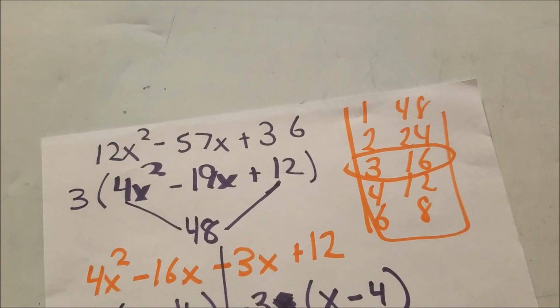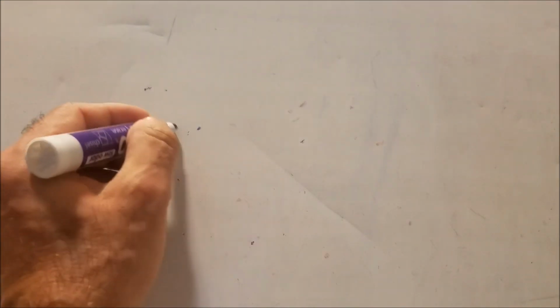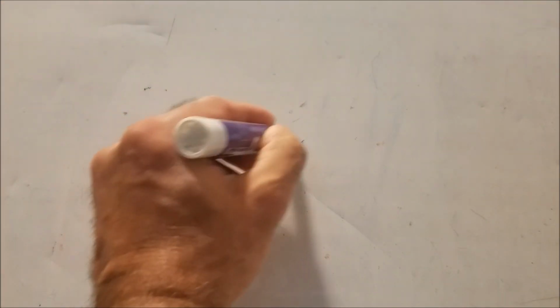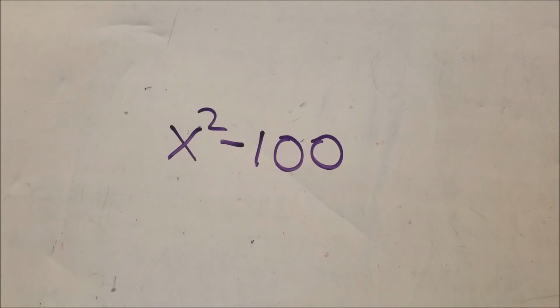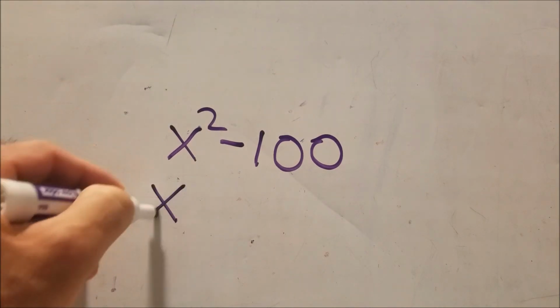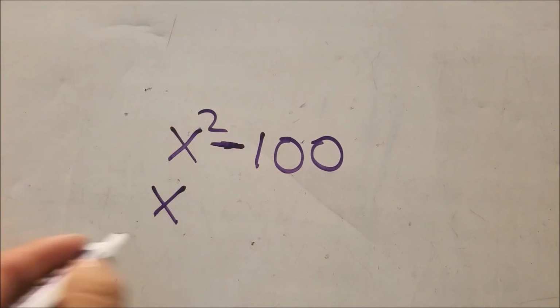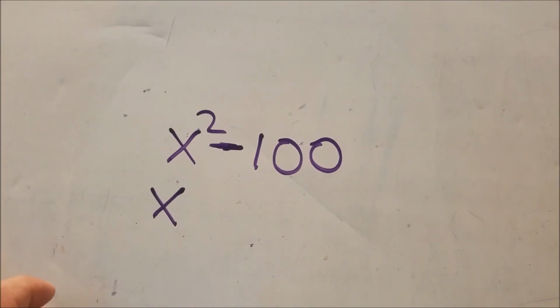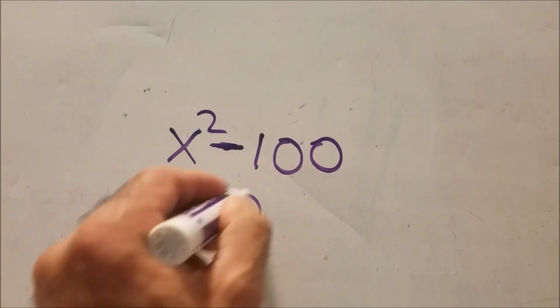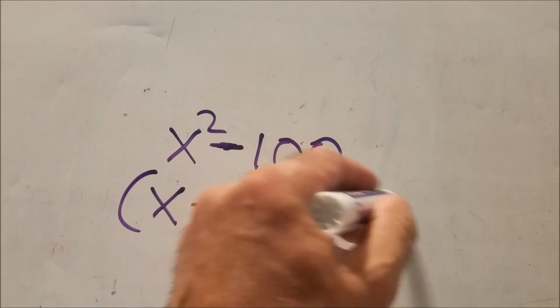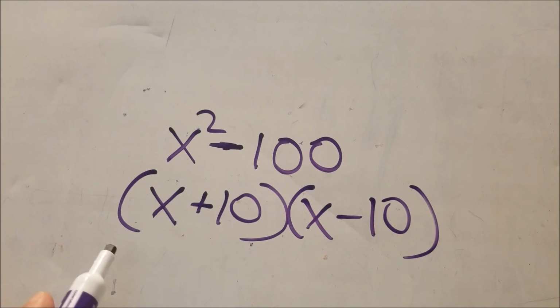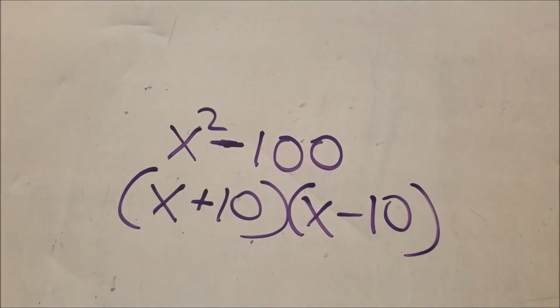All right. The next topic we're going to talk about is the difference between two squares. So if I had, let's say, x squared minus 100, we know these are two squares, right? The square root of x squared is x, and the square root of 100 is 10. So when you have the difference of two squares, again, this is from Algebra 1, it's always going to be a minus and a plus. So it'll be x plus 10, x minus 10. And if we did FOIL, we would get x squared minus 100.